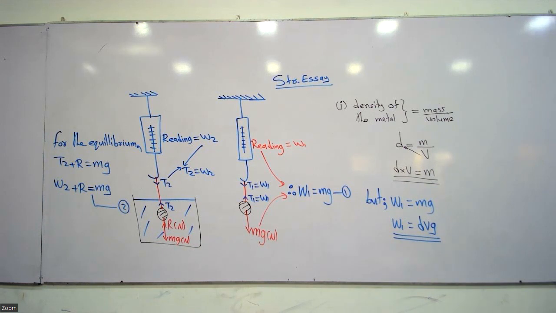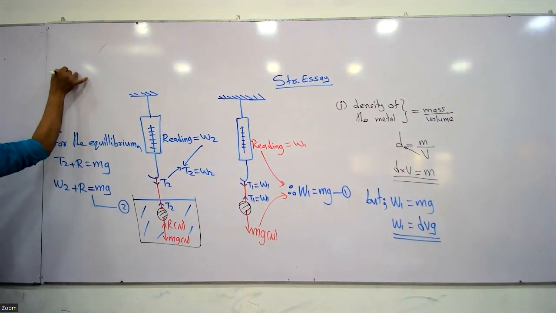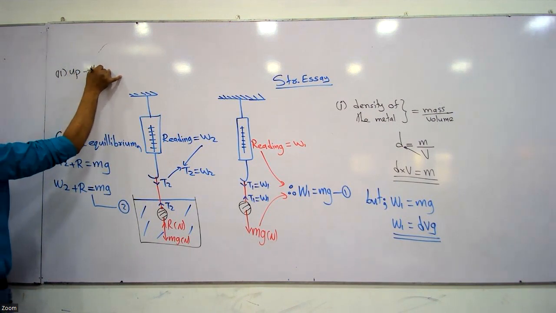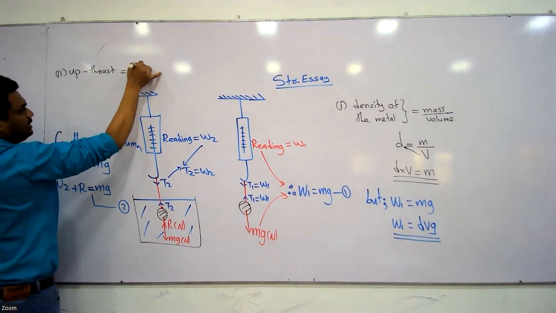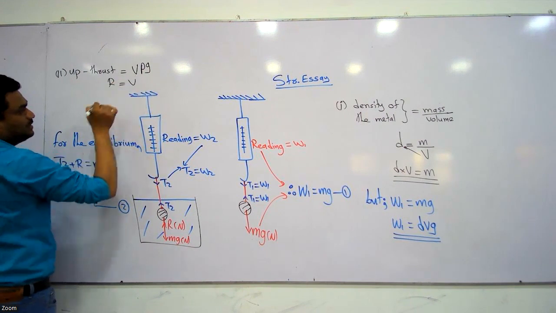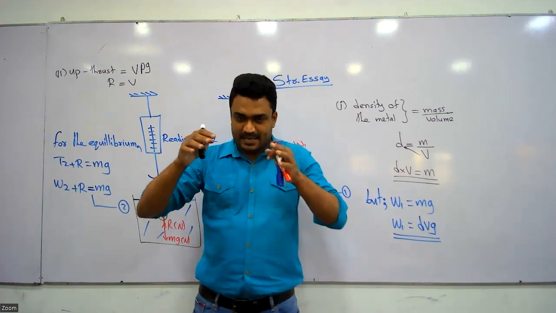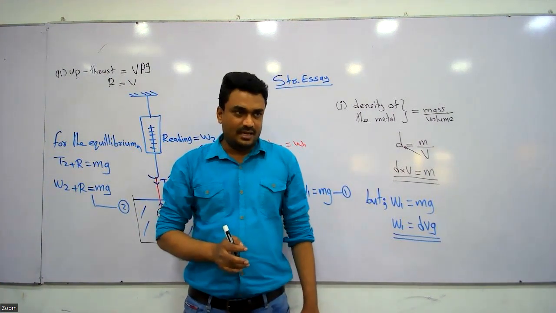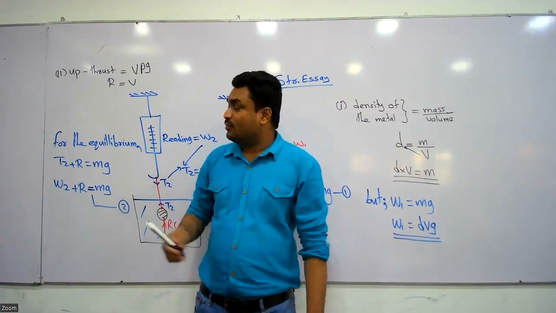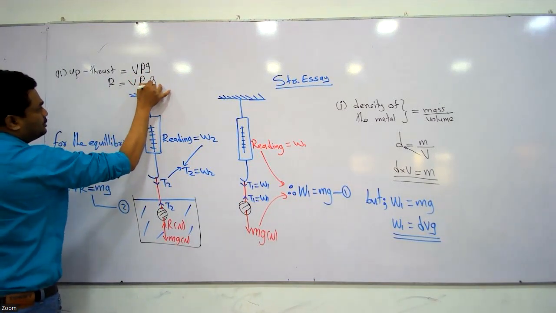Roman number 2. Write an expression for the upthrust on the sphere in step B in terms of the density of water. What is upthrust? Upthrust equals V rho g. I have marked the upthrust as R, and V means the volume of the displaced liquid. As the sphere is completely immersed in the liquid, the volume of the displaced liquid is equal to the volume of the sphere. The density of water, let me take it as rho W, times g.